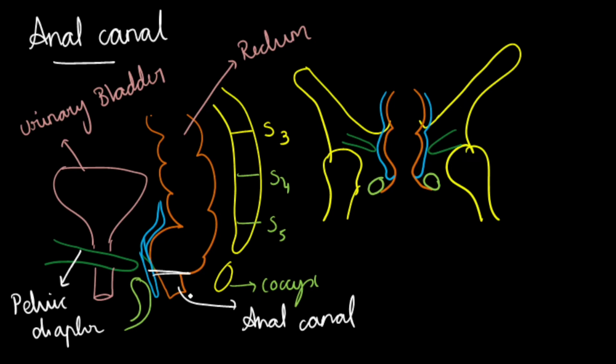And here we can say this anal canal lies in the anal triangle of the perineum, and on both sides we have the ischio-anal fossa, and this fossa will help in the expansion of the anus during the passage of flatus.